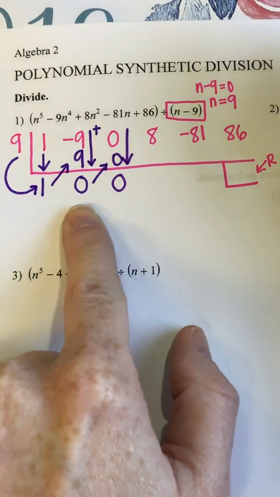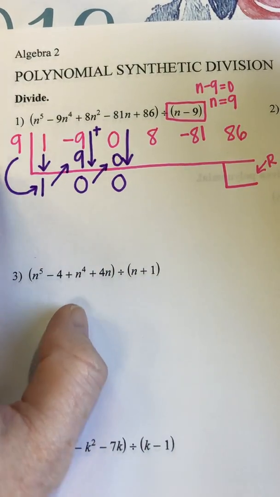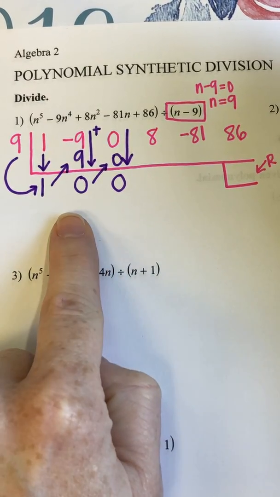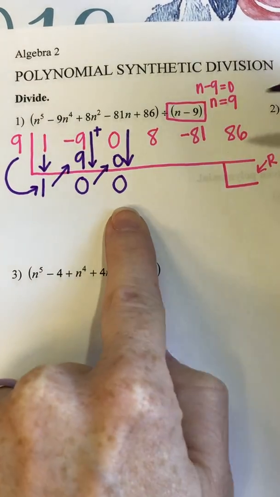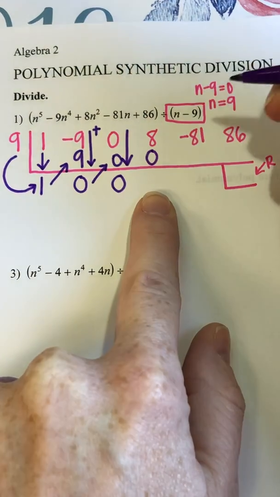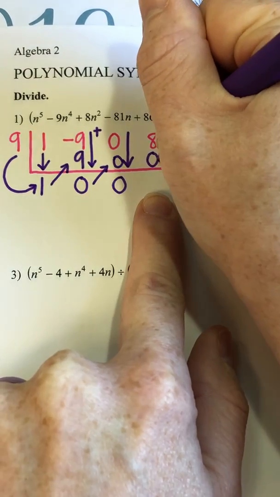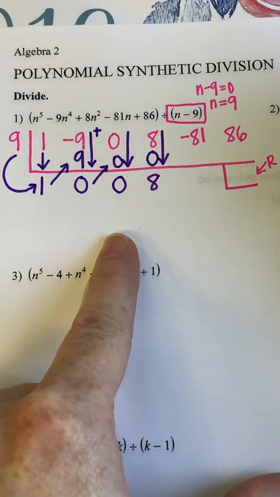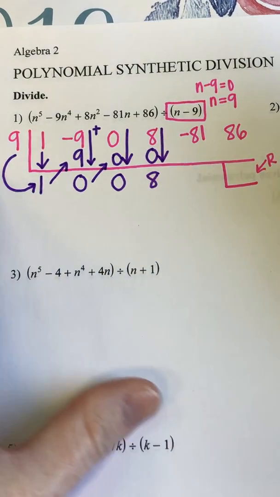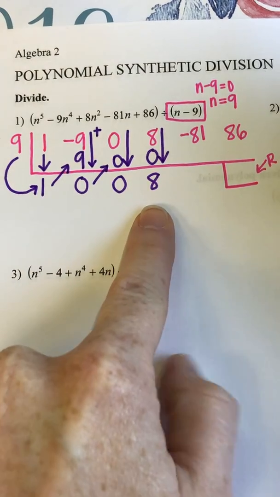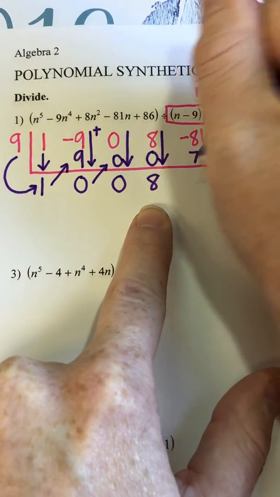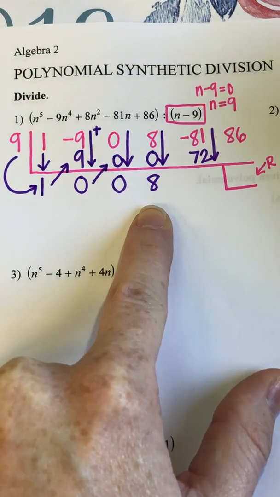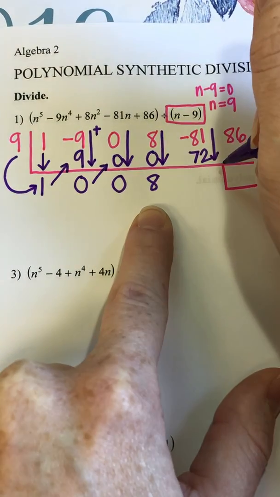Then I got another 9 times 0. Notice I'm skipping over the other stuff. I'm not going to multiply it by these pieces again. I've already used them, okay? So 9 times 0 again is 0. But this time when I add them, I get a sum of 8. Then I'm going to do 9 times 8, which is 72. I'm going to add those two numbers, and I get what?